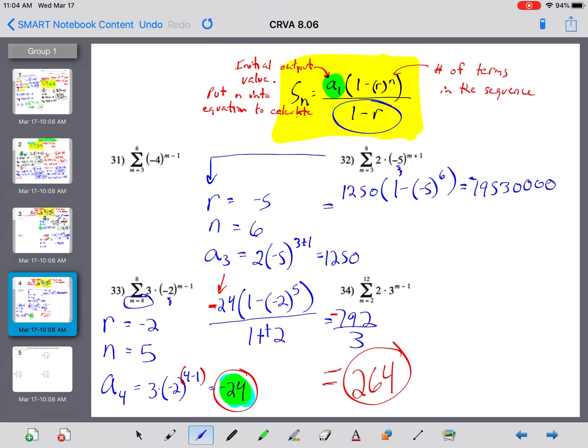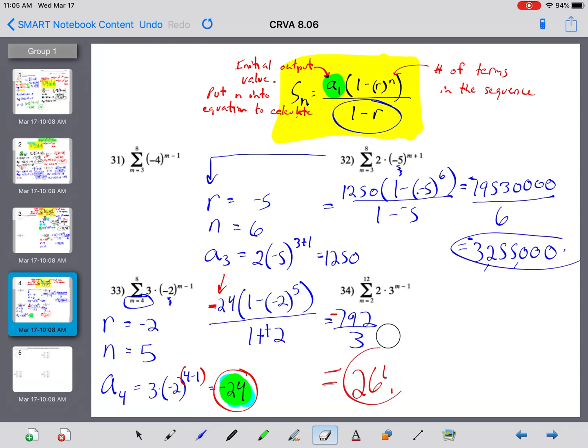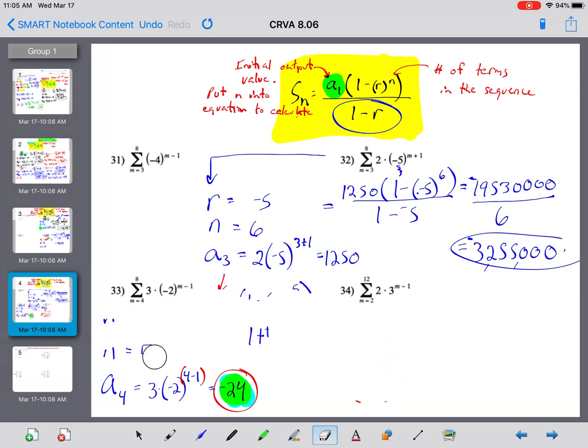The thing is, if you get good at knowing how to use your calculator, folks, you don't actually have to write that part down. You can just take that answer in your calculator, depending on the calculator you're using, and realize that you have to divide it by 1 minus the rate. So 1 minus negative 5, which is 6. So I'm just taking that big, long answer that's sitting in my calculator and dividing it by 6. And we get negative, oh, just 3 zeros. So negative 3,255,000. There we are. All right, last one here, folks, number 34.